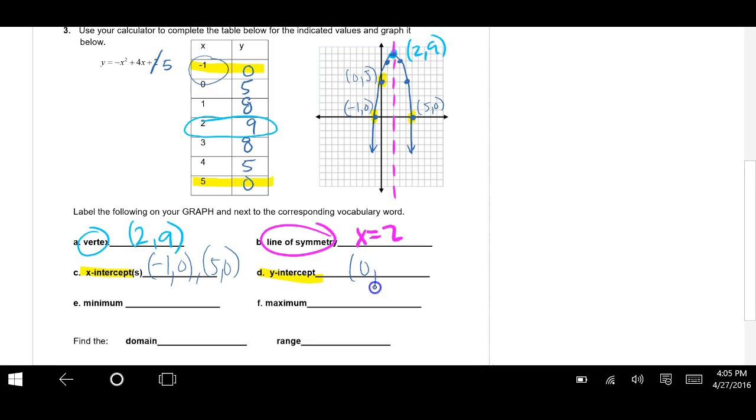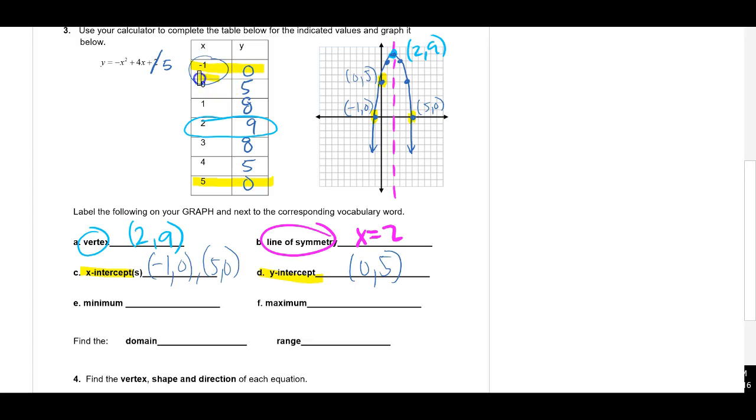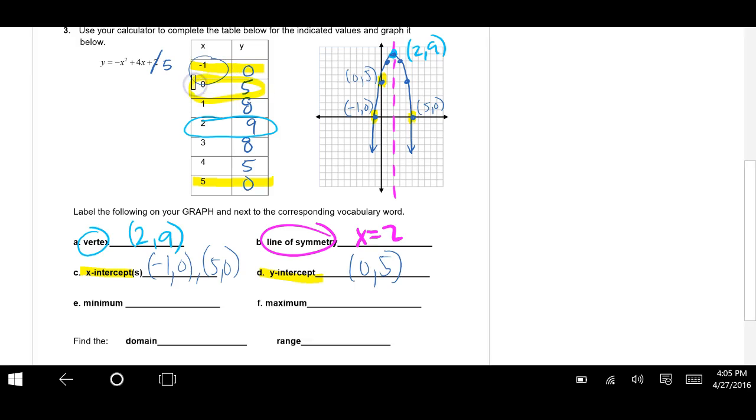So we'd indicate (0, 5). And again, the y-intercept in our table is the point where x is 0. Okay? And you'll see that up here in our table. Okay? So now the minimum and maximum, we'll do that in red.